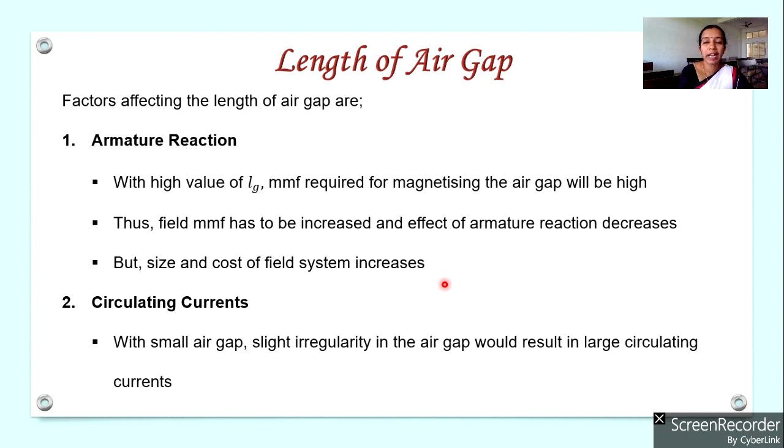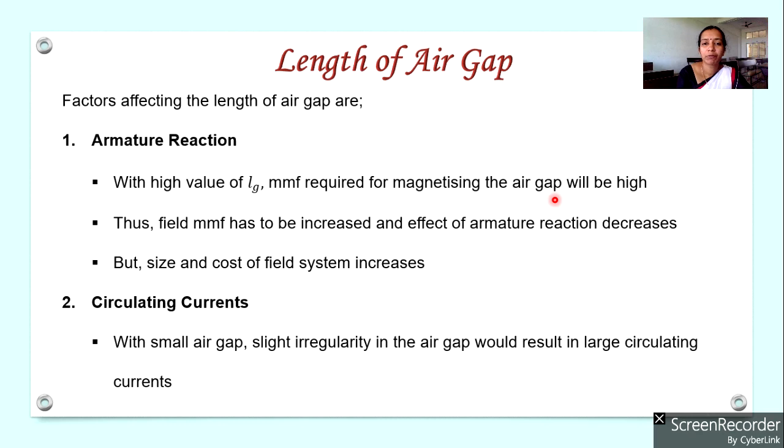The first factor that we have to consider is the armature reaction. So we know what armature reaction is. Armature reaction is the effect of armature flux on main field flux. So armature MMF will have a cross magnetizing as well as demagnetizing effect on the main field MMF. If we are choosing a large air gap, then the MMF required for magnetizing the air gap will be high.